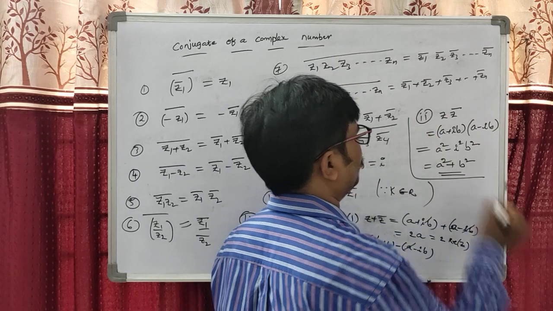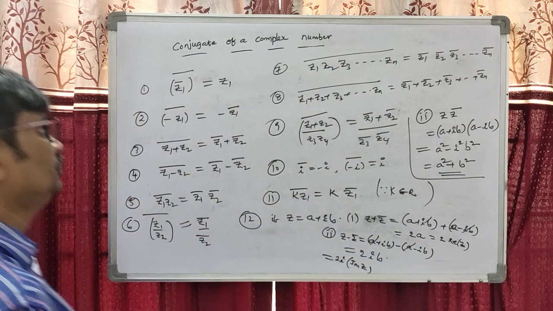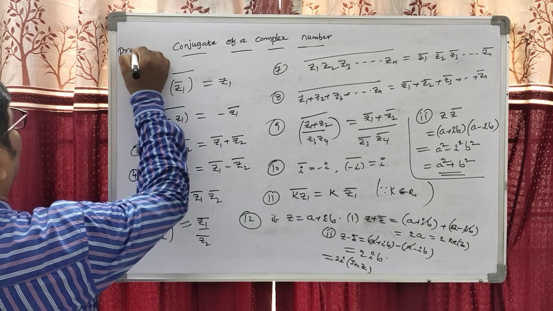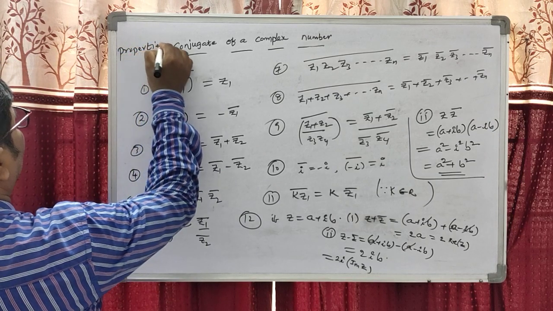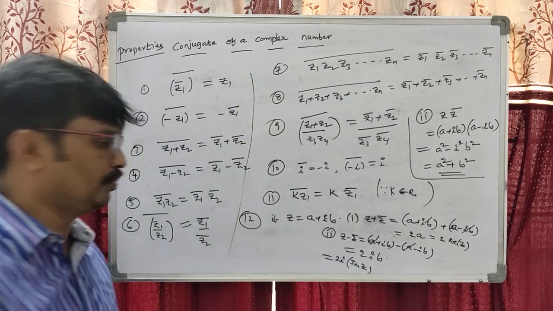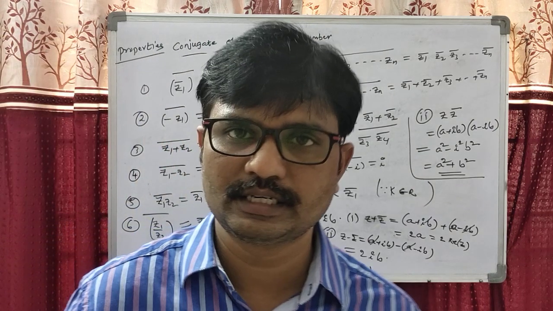These are all the properties of conjugate complex numbers. There are 12 properties. Okay, students.